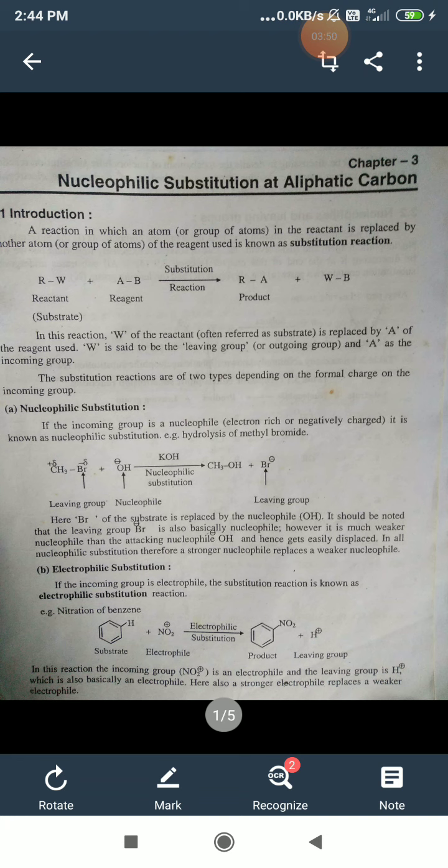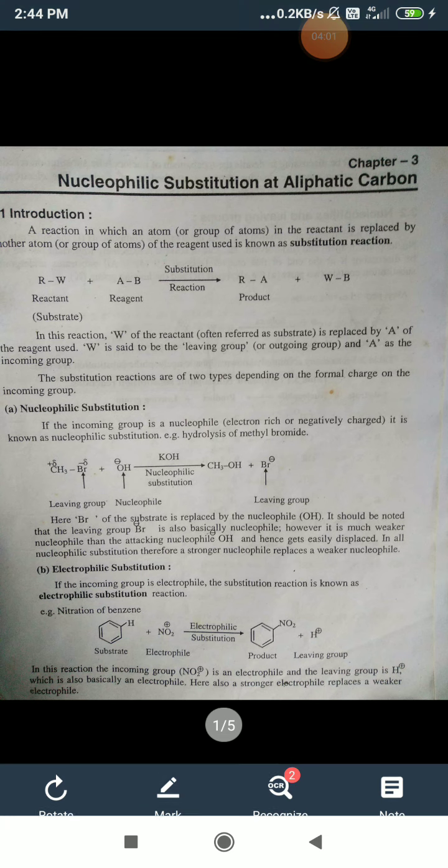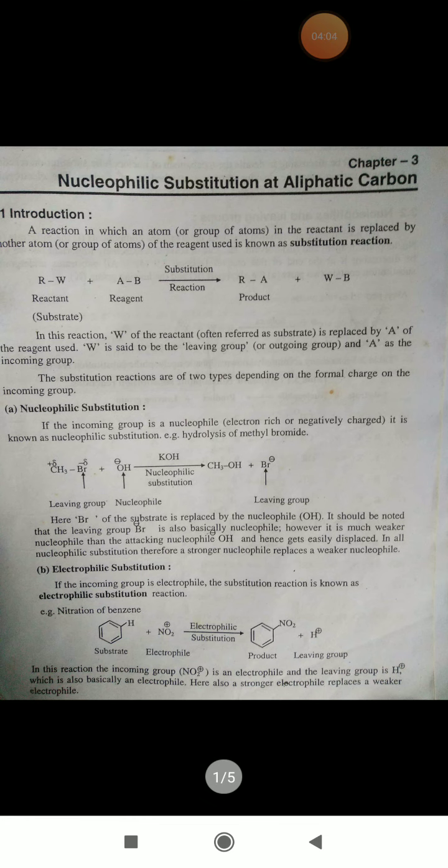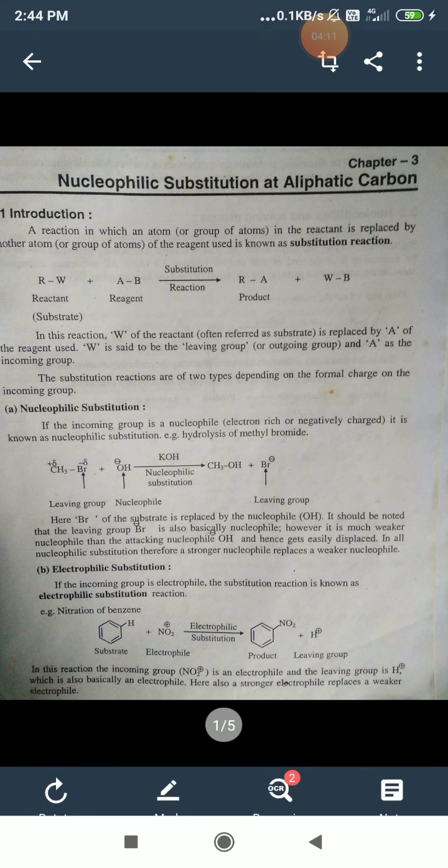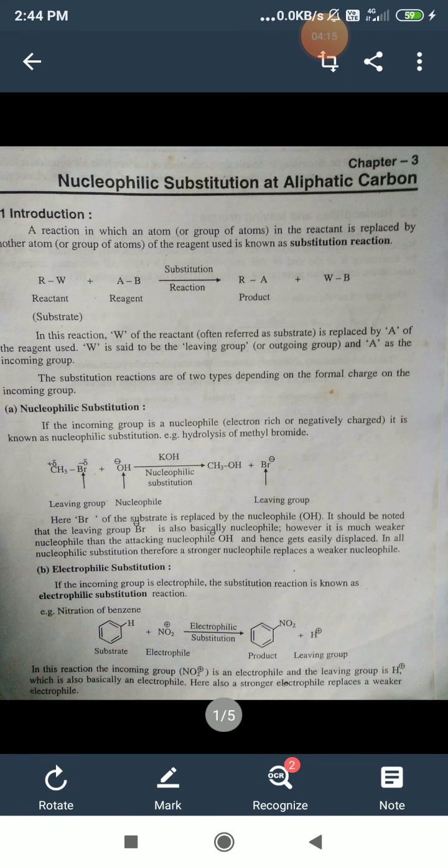Benzene reacts with NO2 plus. NO2 plus is an electrophile. Then in the electrophilic substitution reaction, this NO2 plus is substituted onto the benzene ring and then nitrobenzene is formed, plus H plus is the leaving group. In this reaction, the incoming group NO2 plus is an electrophile and the leaving group is H plus, which is also basically an electrophile. Here also a stronger electrophile displaces a weaker electrophile.